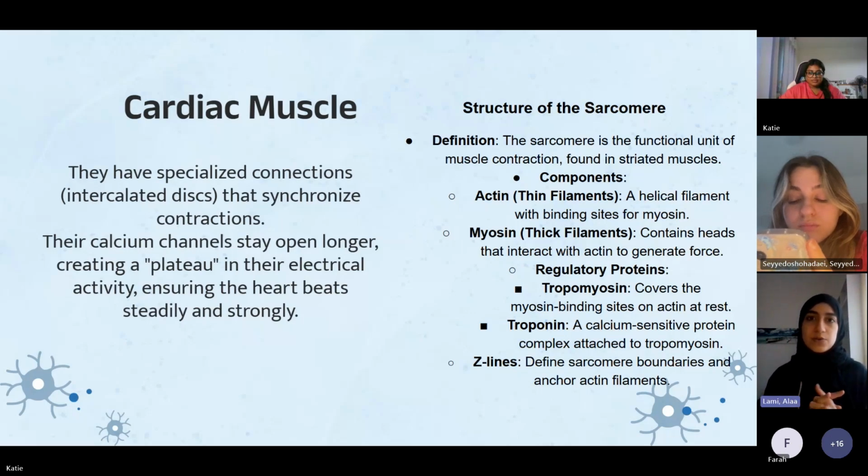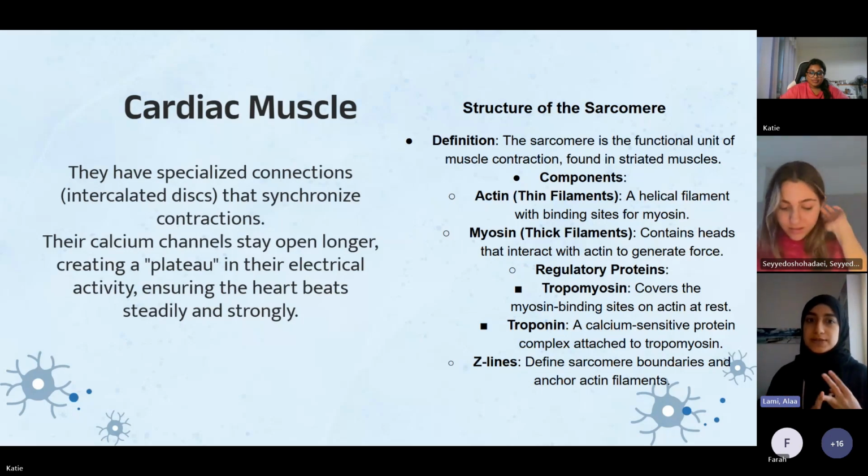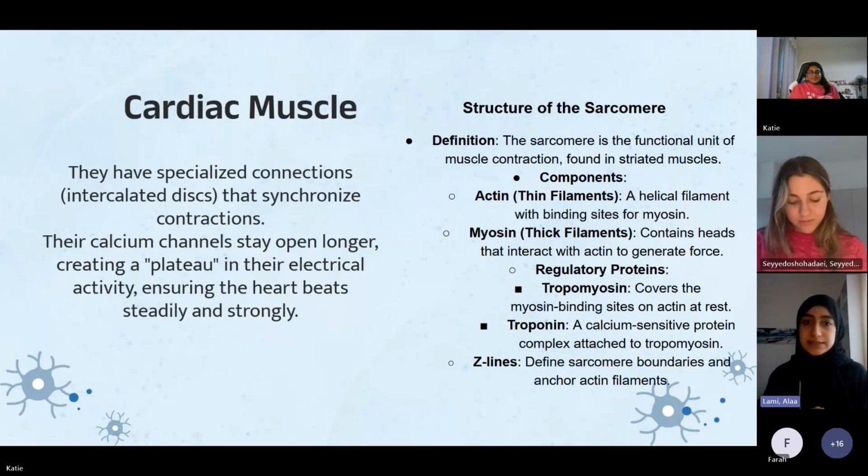Now, sarcomeres were briefly shown, I think, in the diagram that Katie had, so let's speak about them more. Sarcomeres are the functional unit of muscle contraction, and you can find them in striated muscle, so cardiac and skeletal muscle. What are the components of these sarcomeres? By the way, the diagram that Katie showed is extremely important, so guys, make sure to know it. Anyway, back to the sarcomeres: the components are actin and myosin, and also some regulatory proteins like tropomyosin, troponin, and Z-lines. I'm sure all of us already know these things from histology specifically, but make sure to cover these things again, guys.